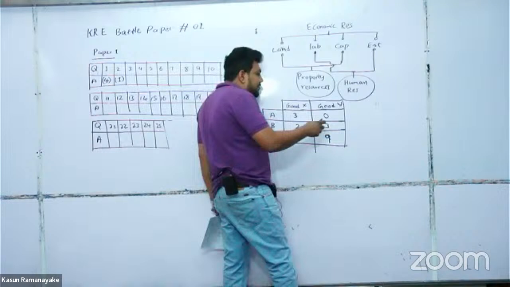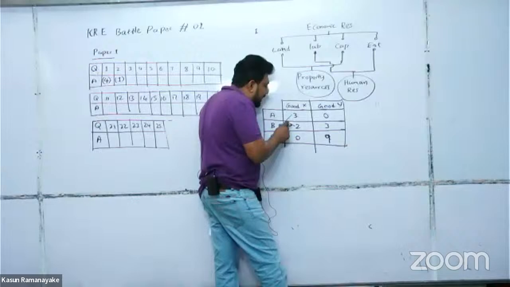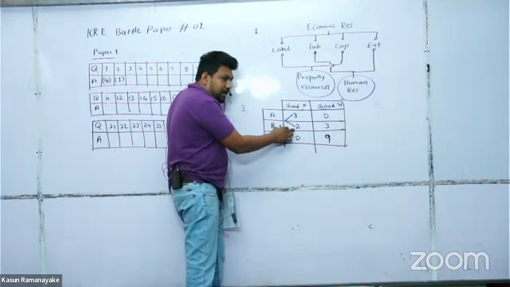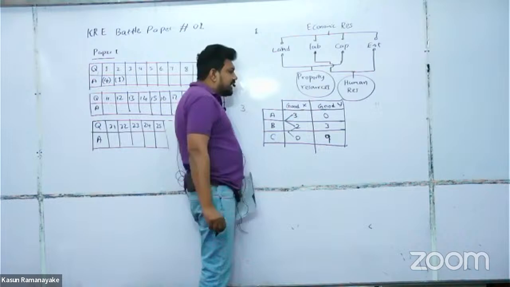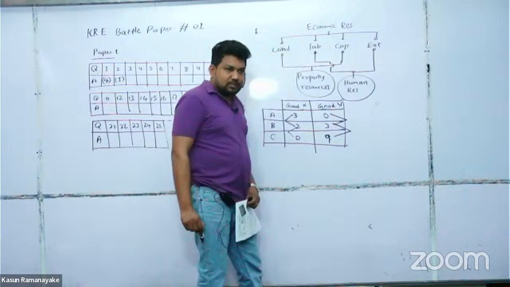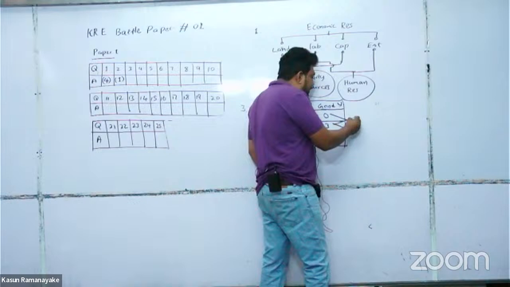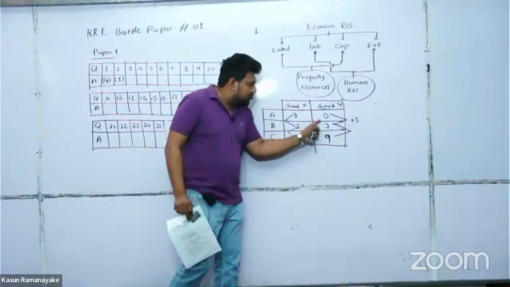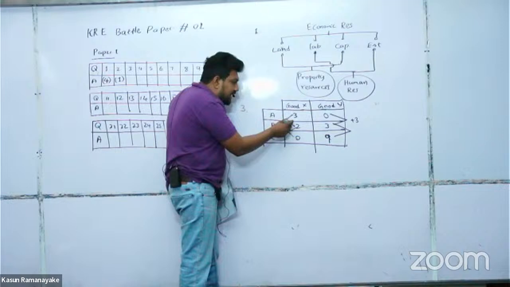Understood? Here, production of X could be increased by how many units, from here to here? From here to here, we are increasing it by 1 or 2. Sorry, here decreasing by 2. This time we can say this is the increase. Then we can go with the Y production as well. Production of Y is increased by 3. When you are moving from A to B, production of Y increased by 3, production of X decreased by how many units? Decreased by 1. Can you understand?